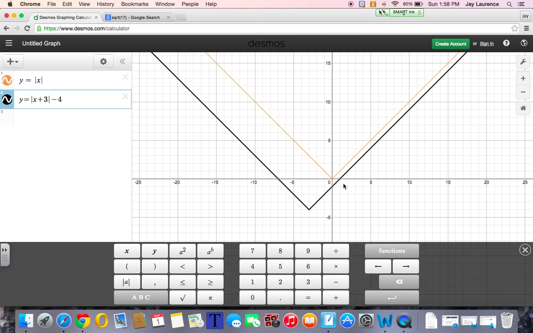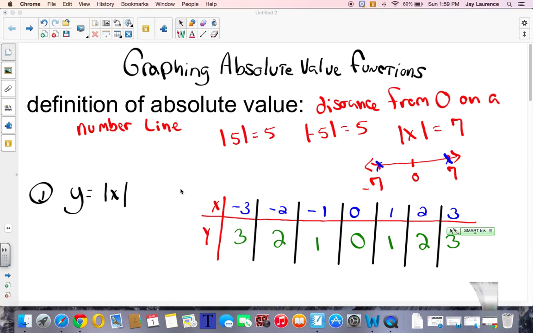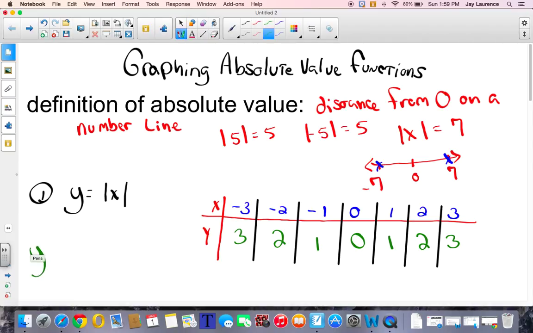The vertex shifted from the origin. The whole graph moved left 1, 2, 3, and then down 1, 2, 3, 4. So maybe we can use that to find the vertex. Maybe, just maybe, we can find the vertex. Let's use some letters for our vertex here. And let's go y equals absolute value of x plus h, plus k. Maybe the vertex should be located at the negative of h, because it did the opposite thing, and then k.